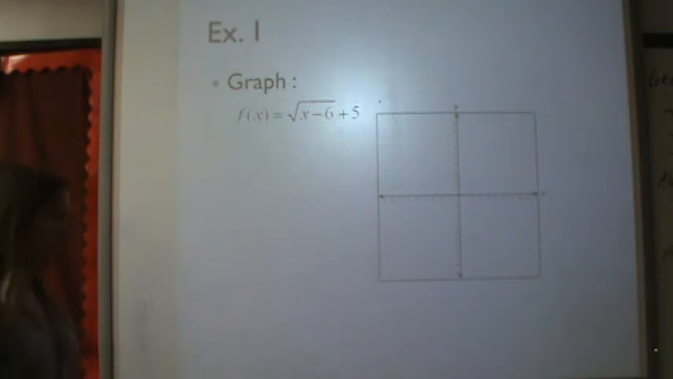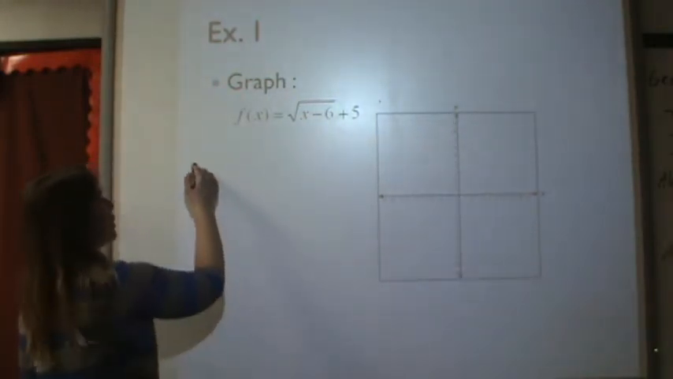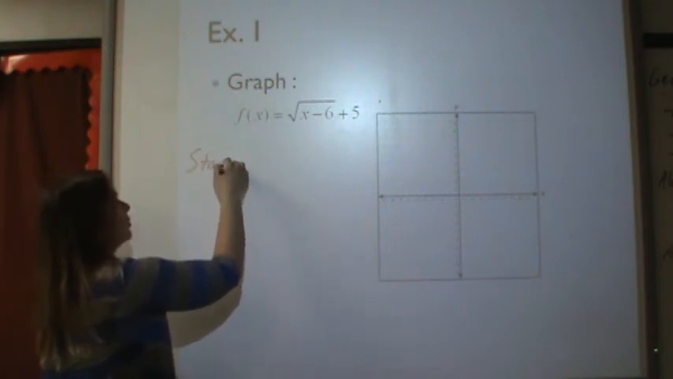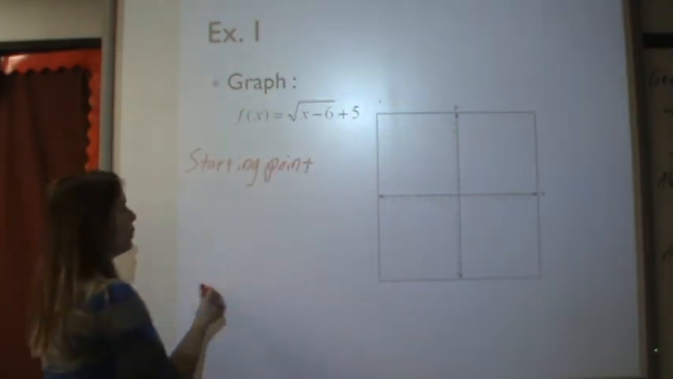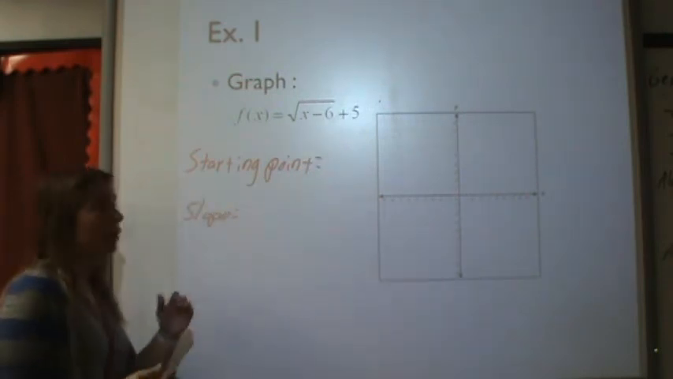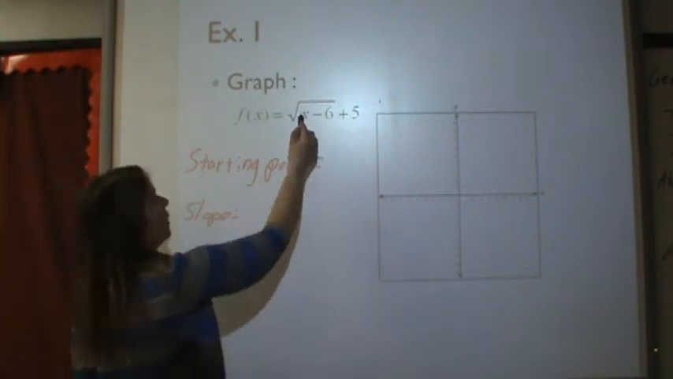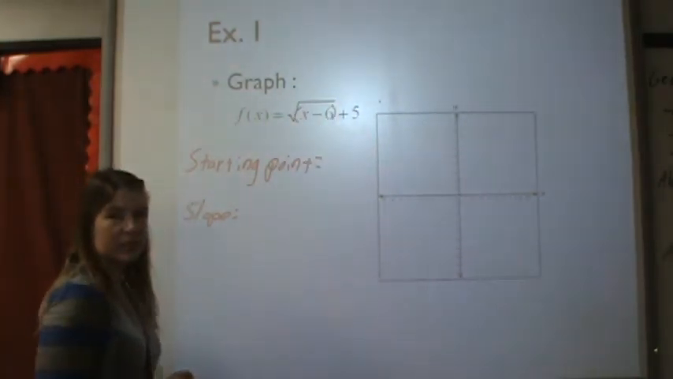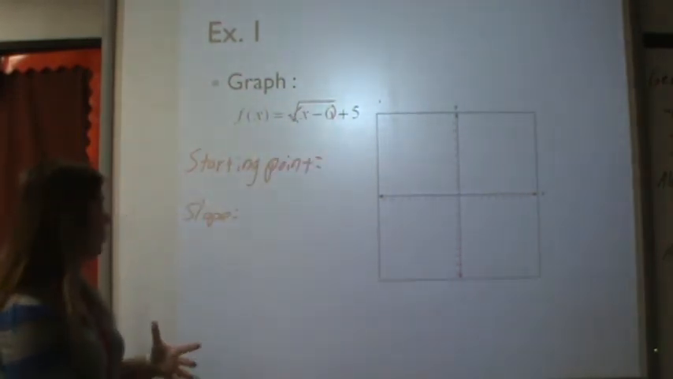If it's positive, it flips up. So you're going to pull out the same information as you did before. Instead of calling it a vertex, we're going to call it a starting point. And we're still going to have a slope. And that's still the main information you're going to pull out of this. Just like with a parabola, this is your parentheses. But because I have a square root, that tells me what my graph looks like.